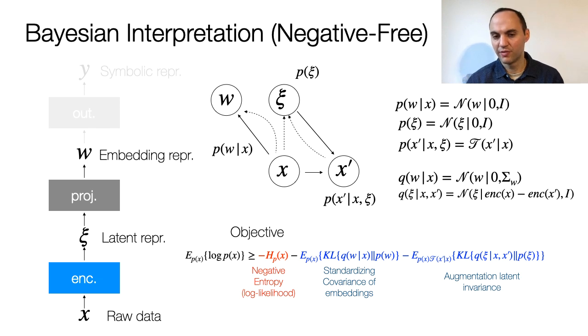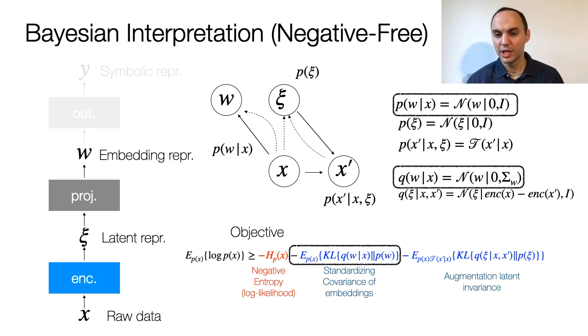So the first distance is ensuring what? Let's check the terms in our definition of the conditional distributions. We have Q of w given x and P of w.